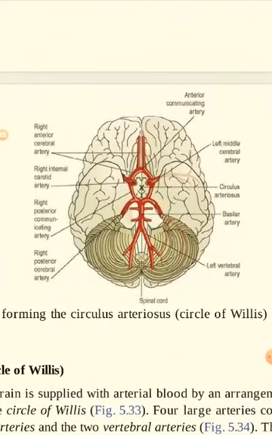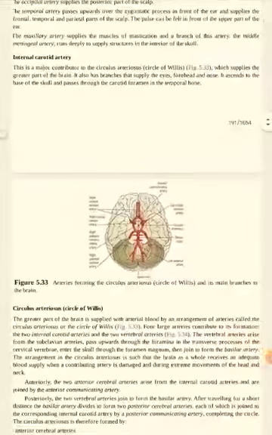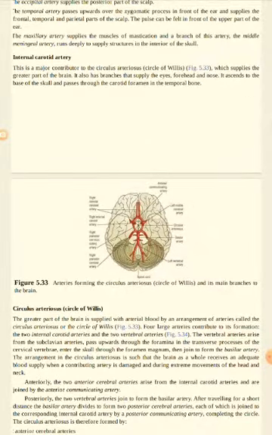This red network shown at the base of the brain is called the circulus arteriosus or circle of Willis. The circle of Willis is basically the blood supply of the brain. The contributing arteries in this circle are from the internal carotid arteries and vertebral arteries. The greater part of the brain is supplied with arterial blood by this arrangement of arteries, called the circulus arteriosus or the circle of Willis.